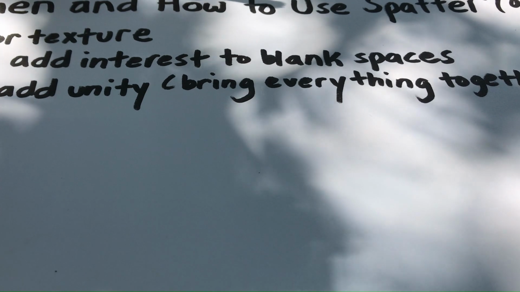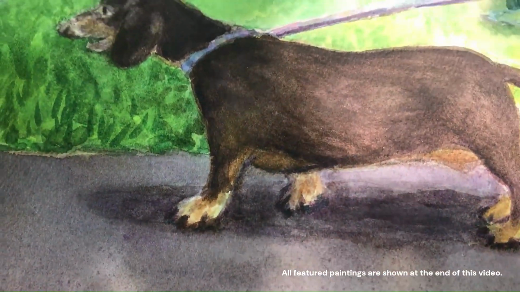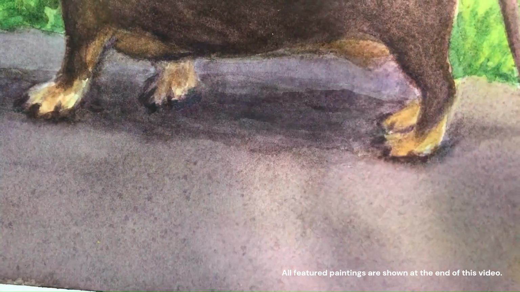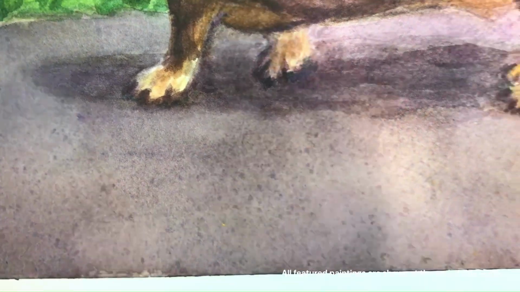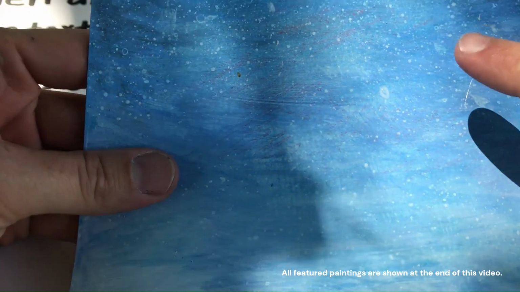First of all, for when to use spatter, you can use spatter to create texture. In this painting, I used tiny little drops of a darker purplish color on top of a lighter purple to create the texture of the road. In this painting, I used little white droplets, probably white acrylic paint on top of the watercolor, and that was to create the texture of snow.